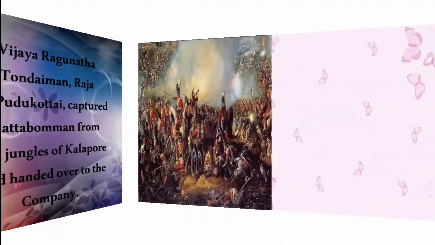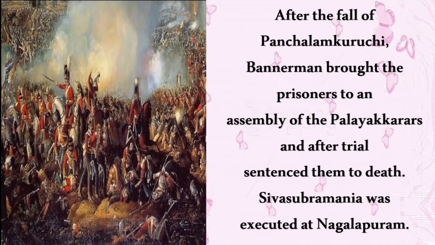And then, after the fall of Panjalakuruchi, Bannerman brought the prisoners to an assembly of the Palayakaras and after trial sentenced them to death. Sivasubramania, Kattabomman's minister, was executed at Nagalapuram. So after capturing Panjalakuruchi, he gave the death sentence to all the prisoners, and Sivasubramania was hanged at Nagalapuram.